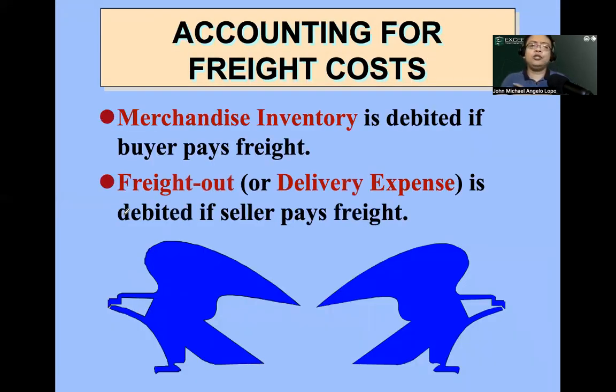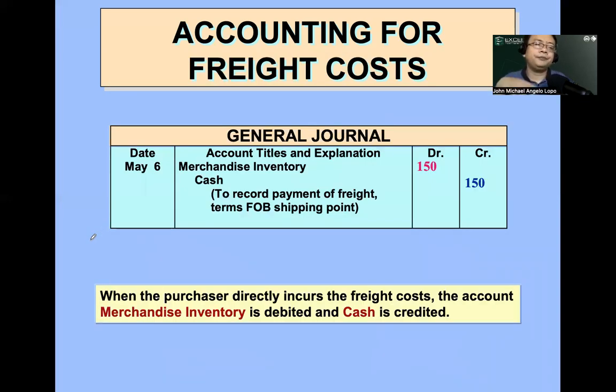So how do we account for the freight cost? Merchandise inventory is debited for the buyer, and you also pay for your freight. You have also what you call freight out. Wag malito, class. Yung freight in, it is part of your cost, while freight out or delivery expenses is debited if the seller pays the freight. Yun part ng freight out, kung ikaw pa yung nagbayad. Accounting for freight costs.